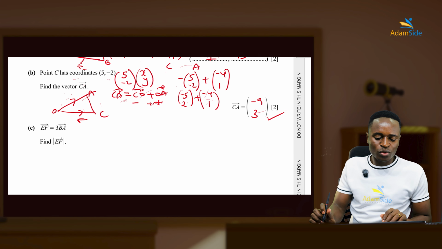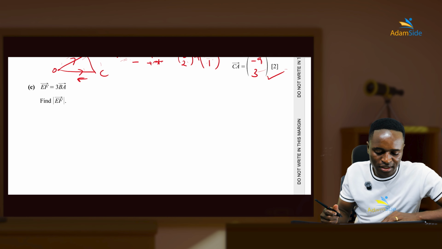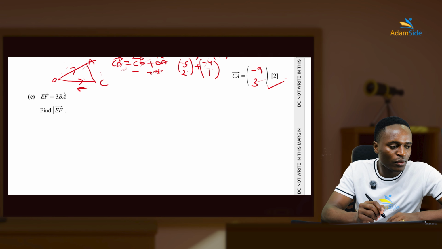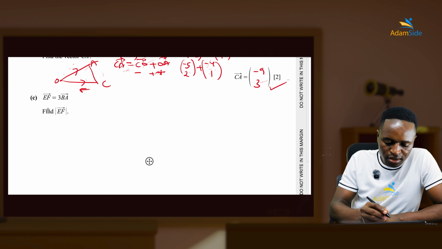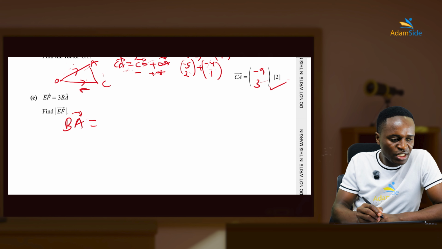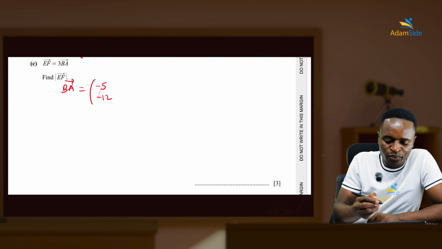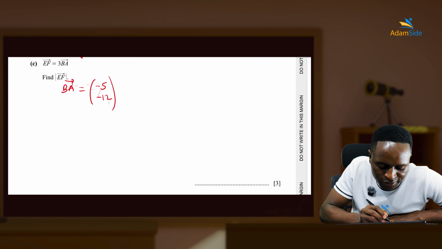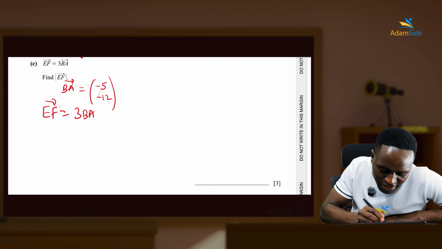Vector EF is equal to 3BA. Find the magnitude of vector EF. We go on top there, we find vector BA. Vector BA is -5, -12. If vector BA is -5, -12, then that's fine. And then we say EF is the same as 3BA. Correct. Let's solve it. 3 times -5, -12.